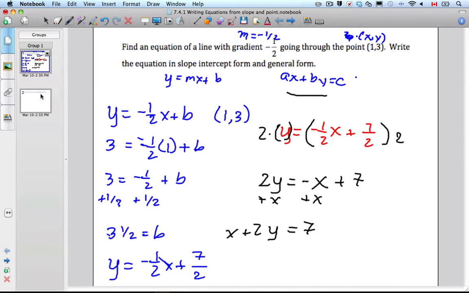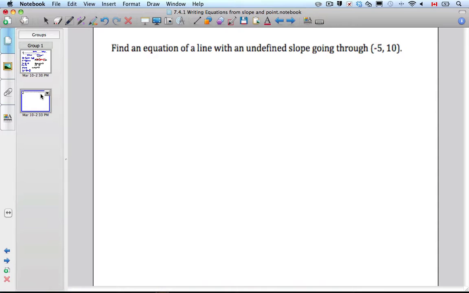All right, let's try another example. Find an equation of a line with undefined slope going through (-5, 10). What is that going to look like? This is one of the ones where you can't really do any calculations. You have to understand what's going on and figure it out.